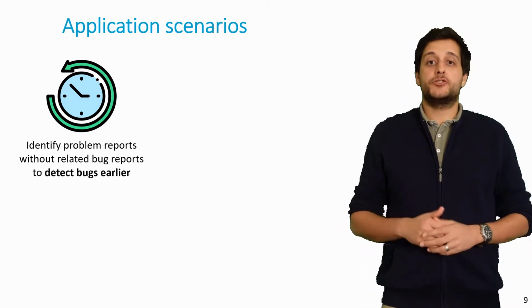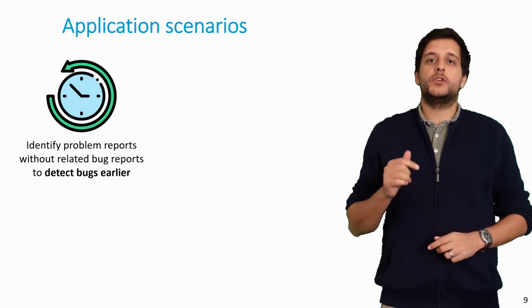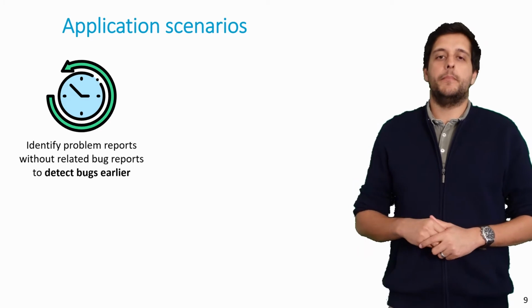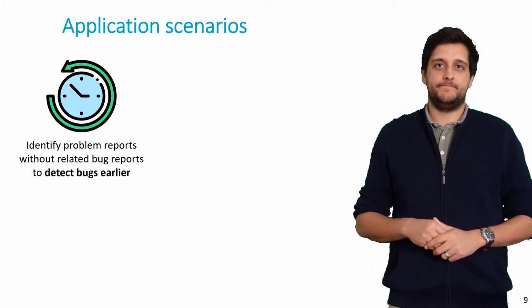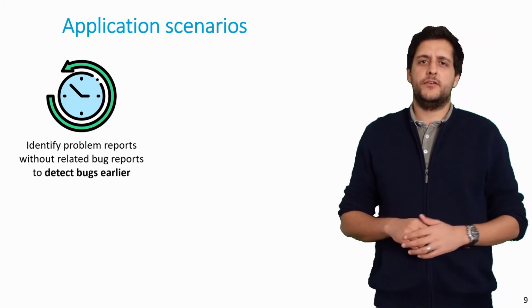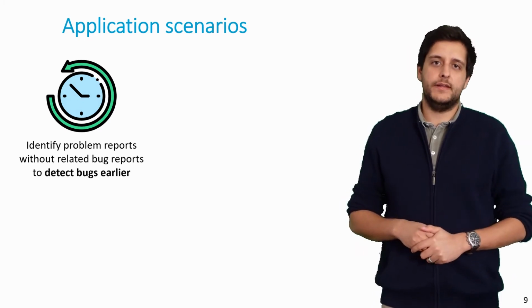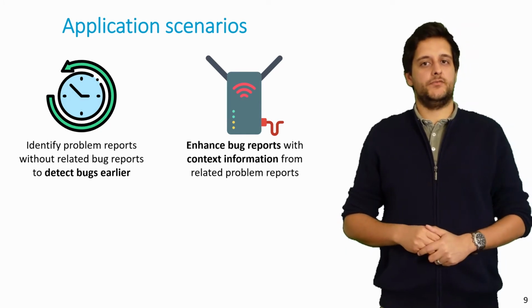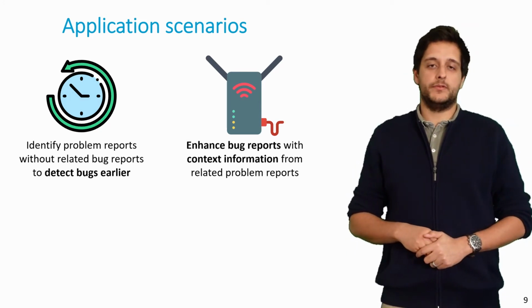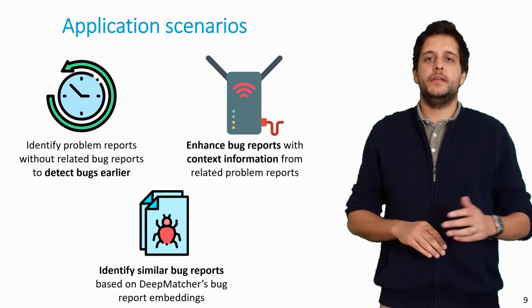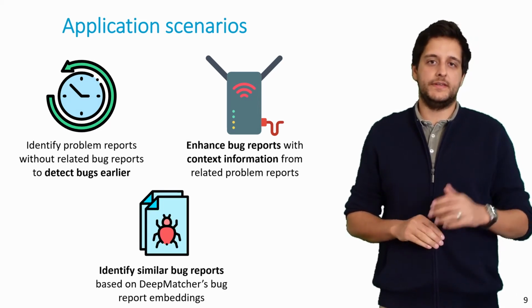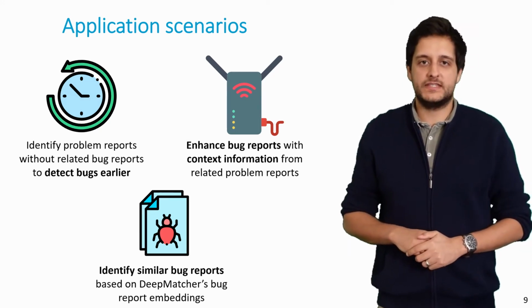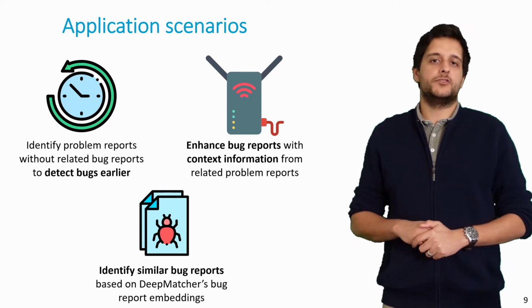First, DeepMatcher could identify problem reports for which we cannot find related bug reports. These problem reports might reveal undetected bugs early. This is particularly critical after an app update or a new release. Second, we can enhance bug reports with additional context information based on related problem reports. Or third, DeepMatcher's bug report embeddings could support the detection of similar or duplicates in bug reports, as we frequently found similar bug reports among DeepMatcher's suggestions.